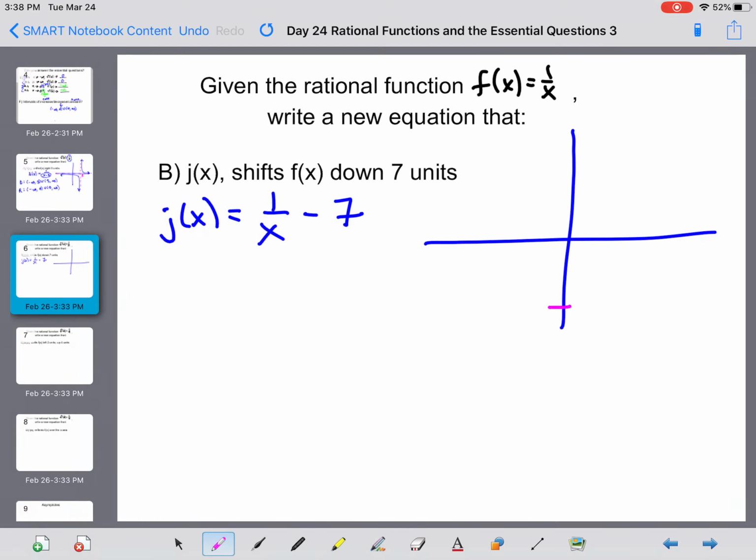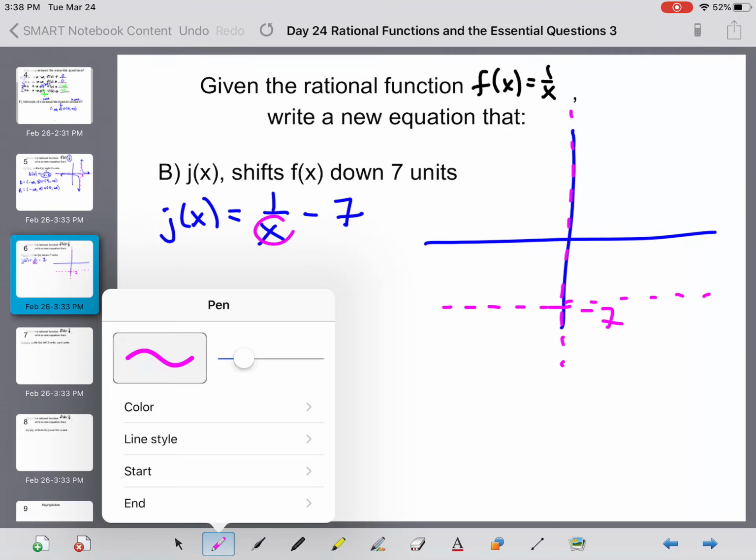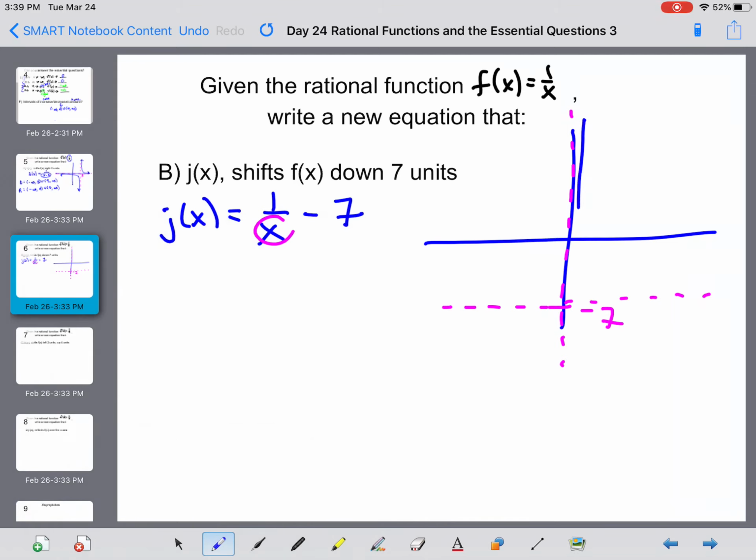So down 7 units is going to put me down here at negative 7. And I'm going to draw a little dash line right here. I'm going to put another dash line going down the y-axis because I'm still not going to be able to have an x value of 0, because that would still cause problems in my denominator. So now I can go in and just sketch my graph. If you want some more specific points on here, you're welcome to go ahead and make a table of values. But here's just a rough sketch of what that picture is going to look like.